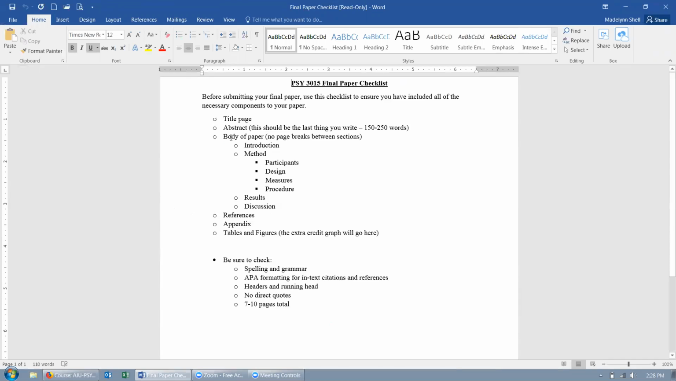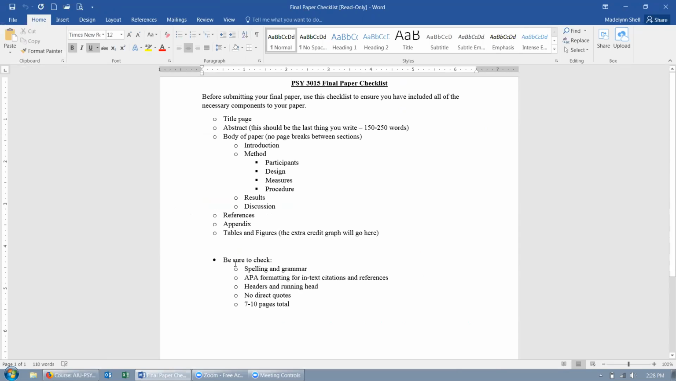And then you'll have the body of your paper, and note that in the body of your paper you don't have page breaks between the sections. So don't insert extra enters or returns between these sections. One comes after the other. You'll have your introduction, method, results, and discussion. You'll have your references, you'll have your appendix, and then you'll have your tables and figures. You probably won't have any tables, but if you do the figure for extra credit, it will go here. So you need to make sure you have all of these sections of your paper.